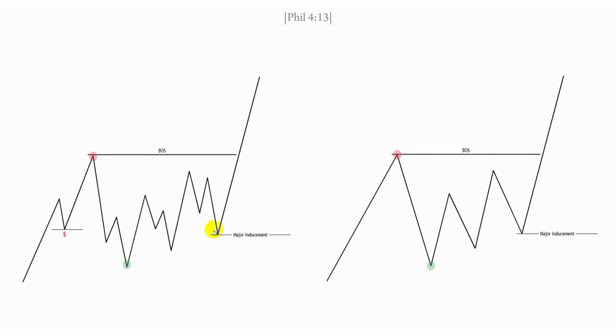So basically I want to show us how to identify inducement, the major inducement and also the minor inducement, which you can refer to as the major internal range liquidity and the minor internal range liquidity, that you're looking forward to see price raid before continuation in the direction the market is moving. So we can see here we have this as a major inducement.